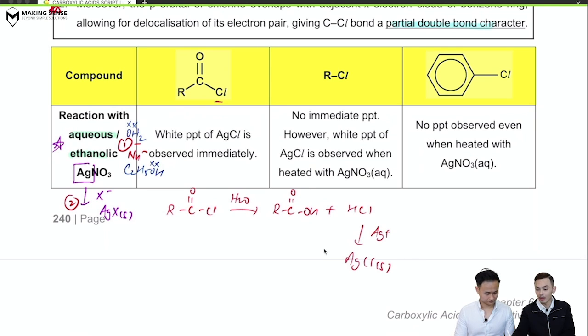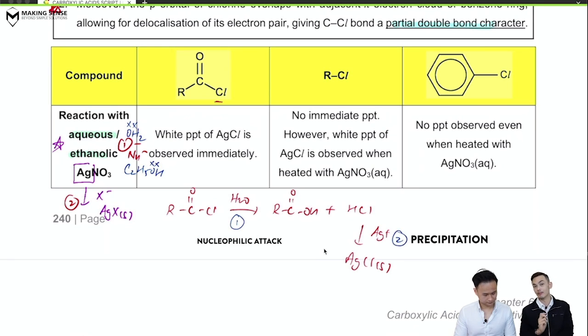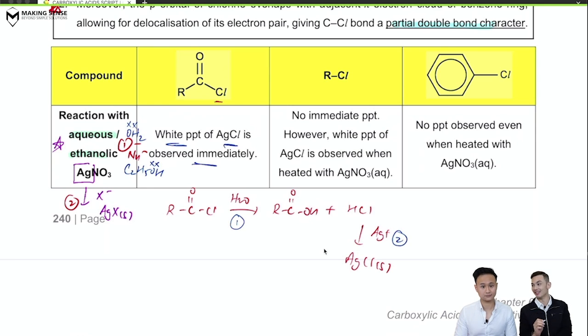So guys, in terms of reaction, bear in mind, two things are happening. Number one, the nucleophilic attack, and number two, the precipitation. So that's why you can see the white precipitate of AgCl is observed immediately, right? Immediately, without any sort of heating. But if you work on alkyl chloride, you don't expect any immediate precipitate, but after prolonged heating, some of the chlorides will break away. You will then be able to see the precipitate of AgCl.